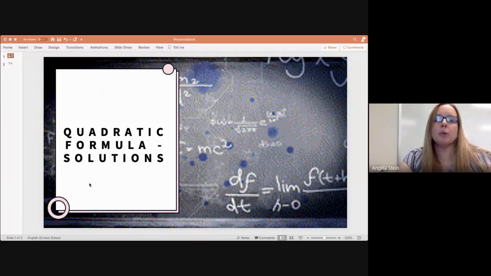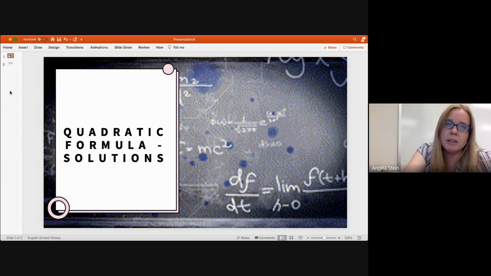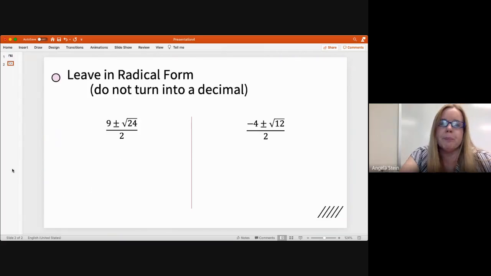Okay, so we're going to take a quick look at quadratic formulas and their solutions. We've already looked at solutions that can be decimals. We've looked at solutions that may be no real solutions. We looked at radicals that had zeros, but there is another option. We could leave our final solution in radical form.